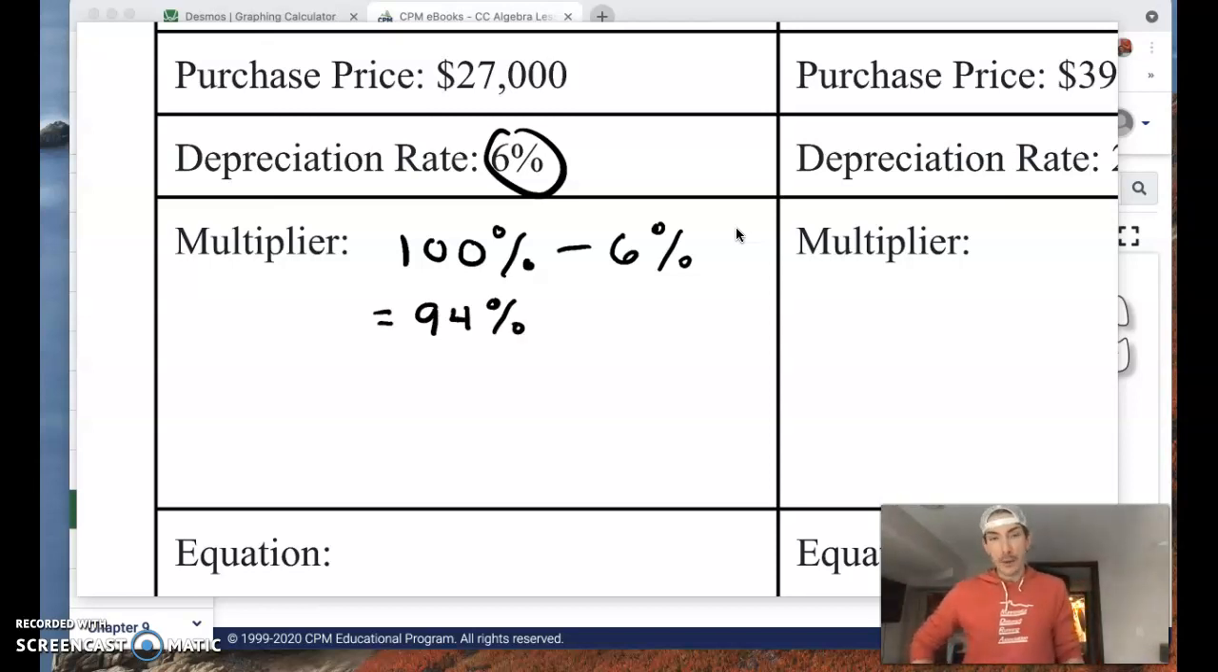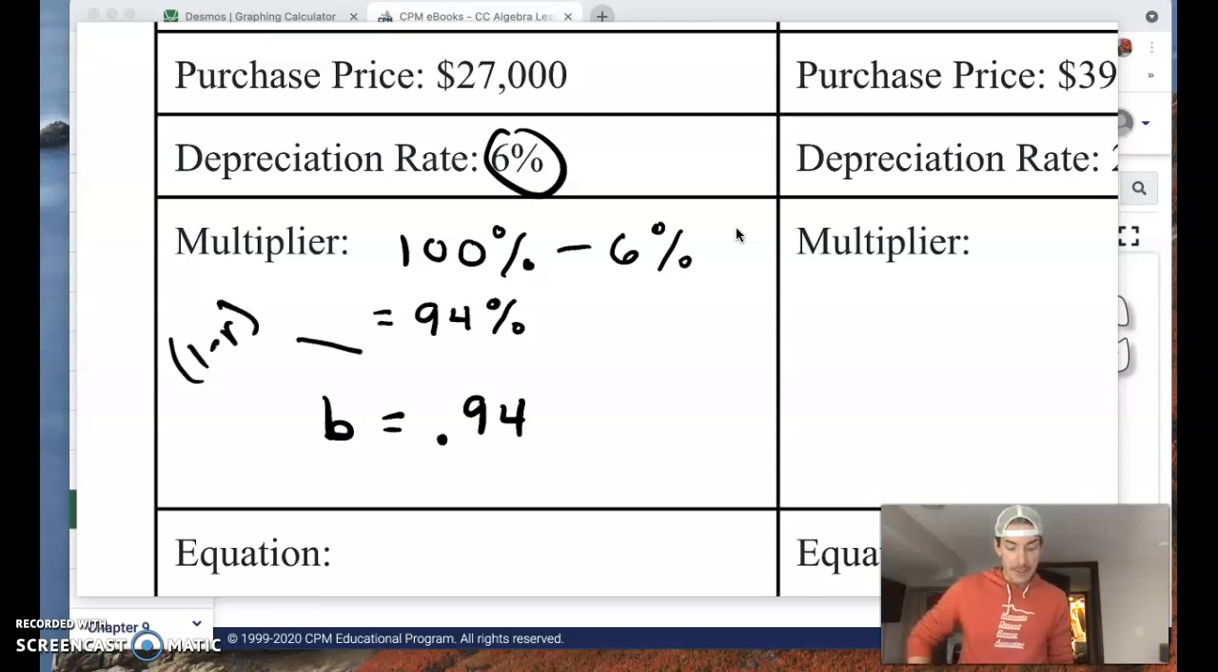Now, we don't multiply with percentages in math, okay? So what we've got to do is take this multiplier and write it as a decimal. Remember, you take that percentage, you divide it by 100, and you get your multiplier, your B value of 0.94, okay? And remember, of course, in any exponential function that is depreciating, it is just 1 minus r, and I promise that links to the exact same thing. Okay, you may have heard your teacher or me say that before.